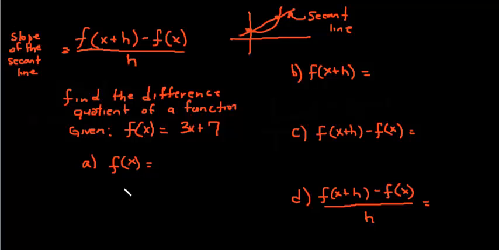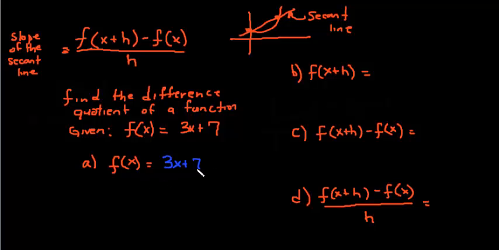Okay, so let's use a different color. Let's see if we can use blue. So we're going to take f of x right here, this x, and substitute it into this expression here. So we're going to come up with the same thing, 3x plus 7. So that is our solution for f of x.